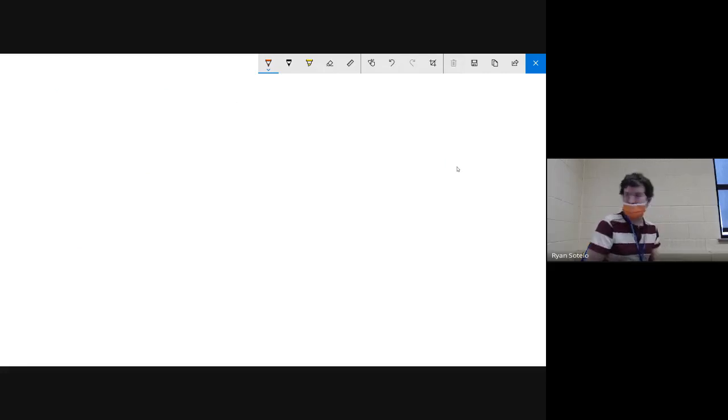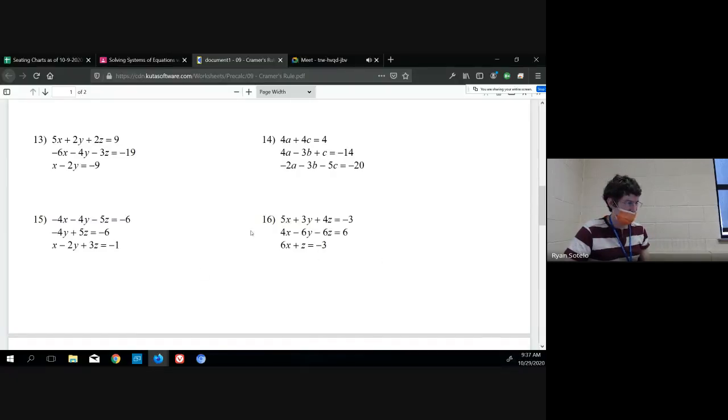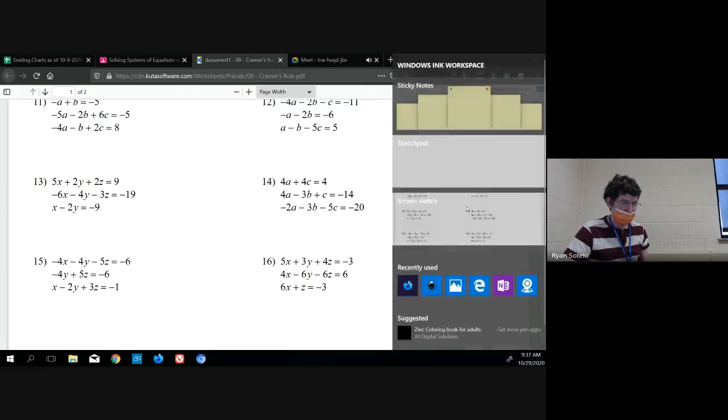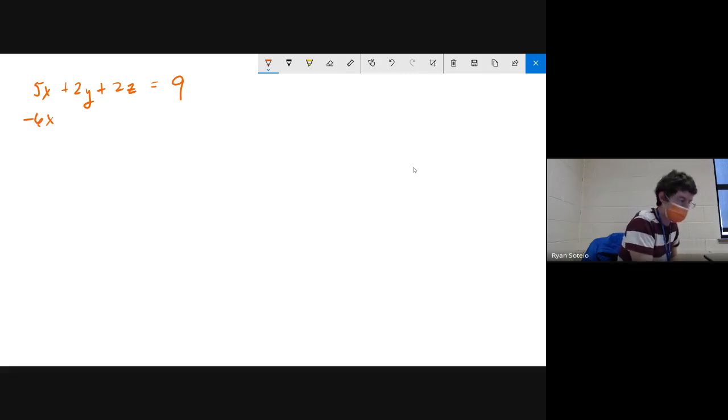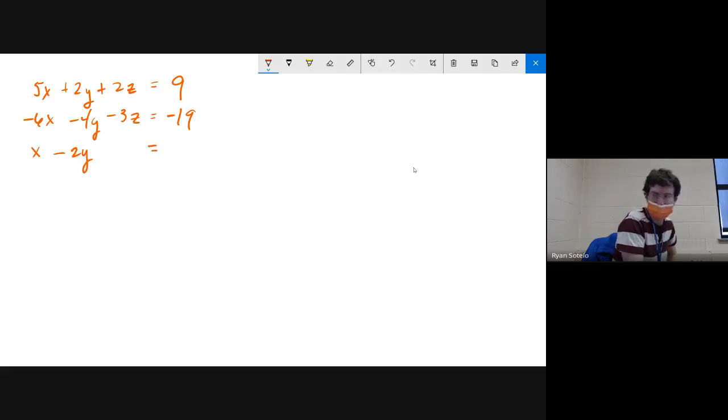So this is problem 13. Let me scroll, sorry. So I'm going to do this problem. That was 5x plus 2y plus 2z equals 9. Negative 6x minus 4y minus 3z is negative 19. And then they have x minus 2y is equal to negative 9.